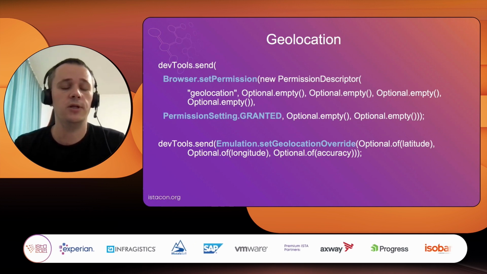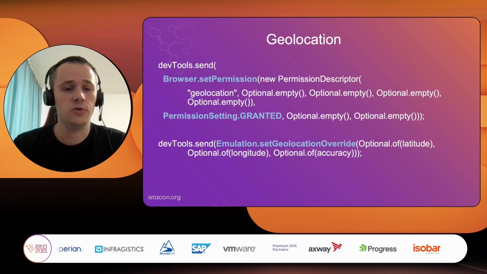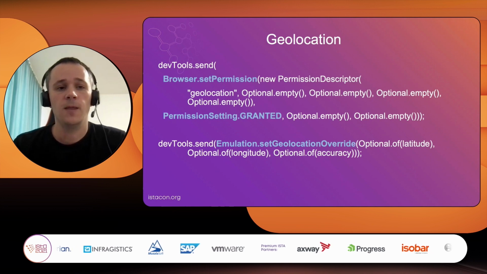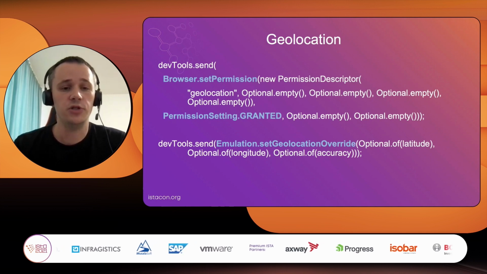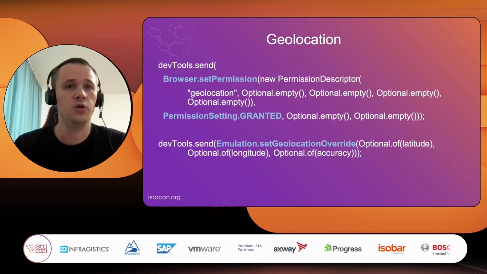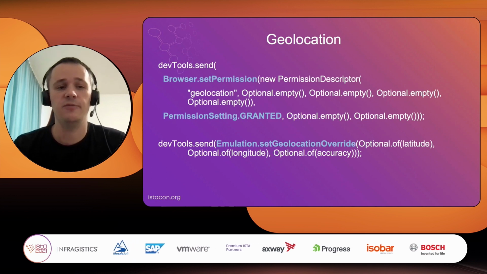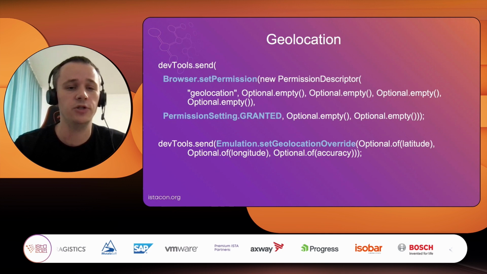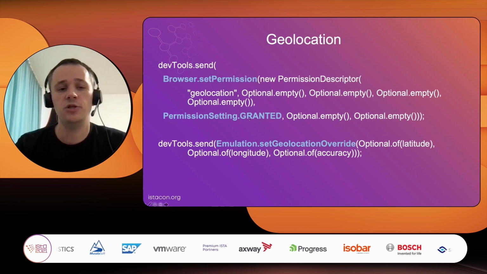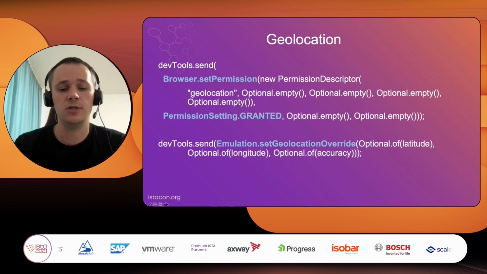If you want to validate what is going to happen on your site when you have some geolocation features, but the Chrome or the Edge browser doesn't have permissions to use your geolocation, then you can just change this to deny and run your test and you achieve it.